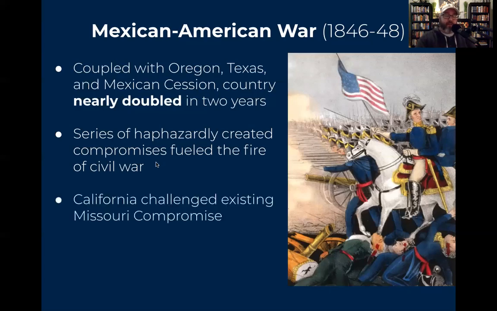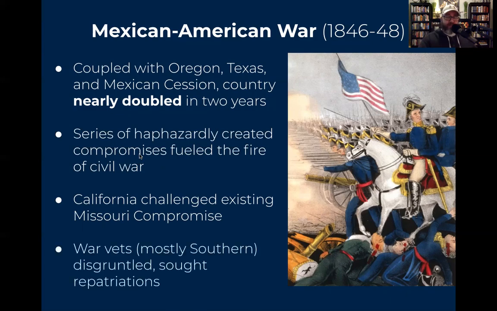California is going to challenge this existing notion of the Missouri Compromise, and I simply ask you why. And that's because California geographically is north and south of this line. You can't divide the state in half and have half the state slave and half the state free. So there's going to have to be another compromise that comes into place at the close of this Mexican-American War.